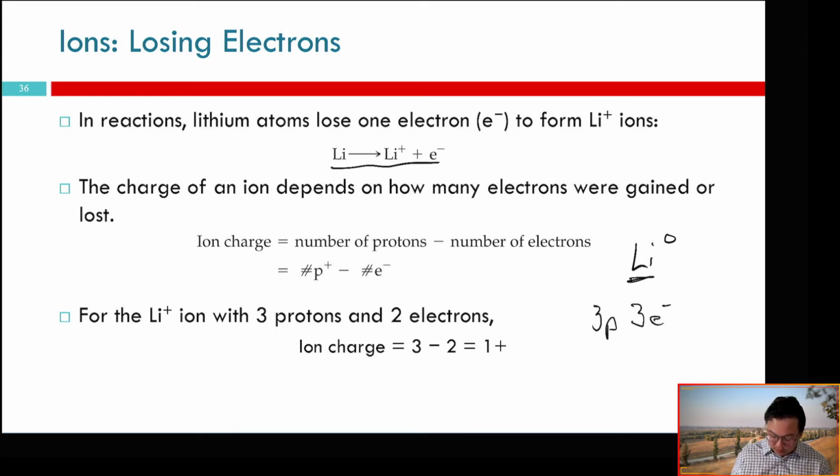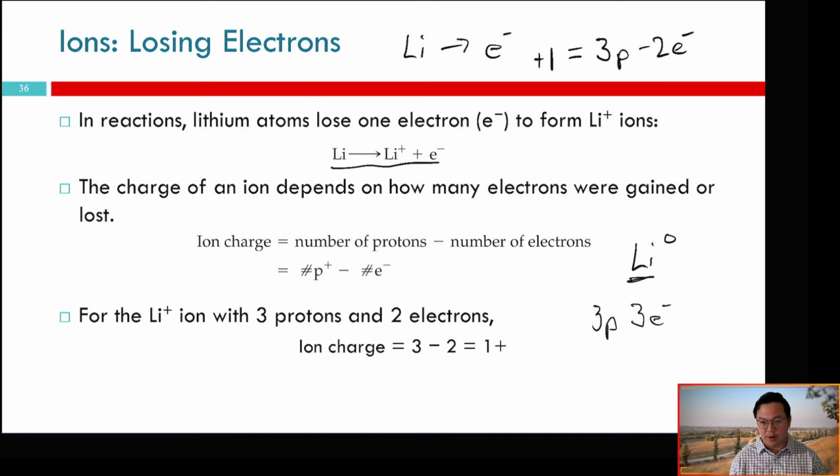So if you look at it like this, if we have lithium and we remove an electron, we now have lithium with 3 protons minus the remaining electrons, right? Because we removed 1 electron, we had 3, we removed 1, so we have 2 left. So our charge is going to be plus 1. Does that make sense? I know this slide was not very clear.